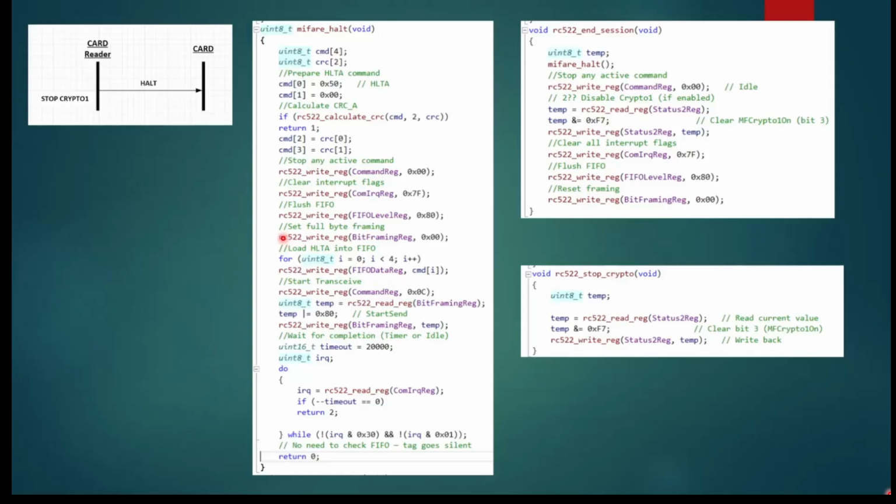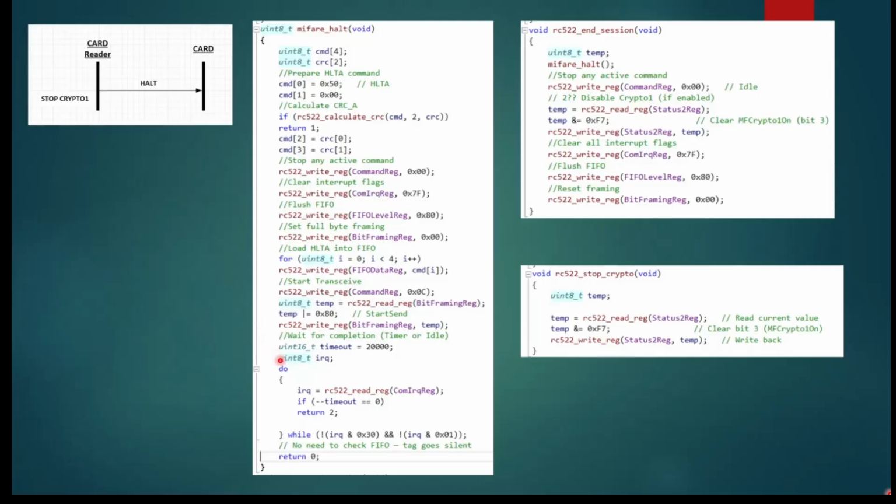Then we set the command to be an 8-bit command. Next, we send our data. I should say we put the data into the FIFO data register, which are the 4 elements. And we start the transceiver, and then set the bit framing bit 7 to 1. And as usual, we get the whole register, we modify the 1 bit, and then we send it back.